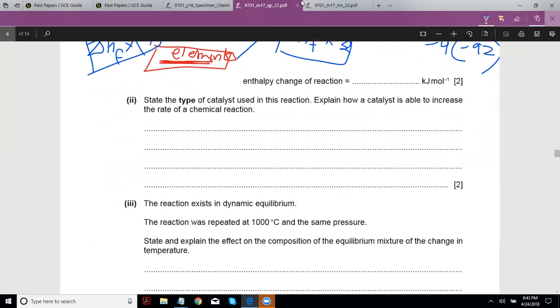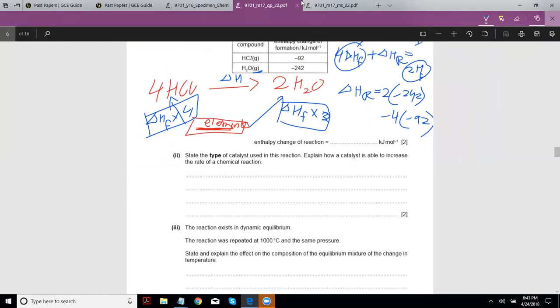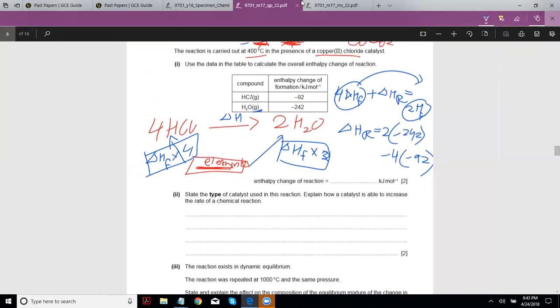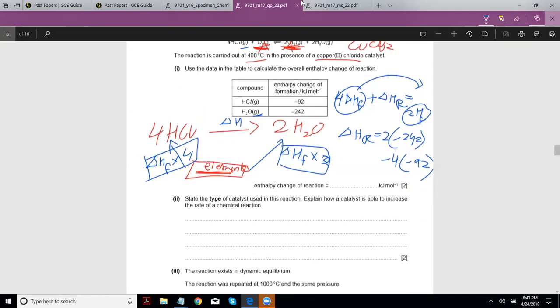State the type of catalyst used in this reaction. Explain how a catalyst is able to increase the rate of chemical reaction. So by type, are they asking about heterogeneous or homogeneous?